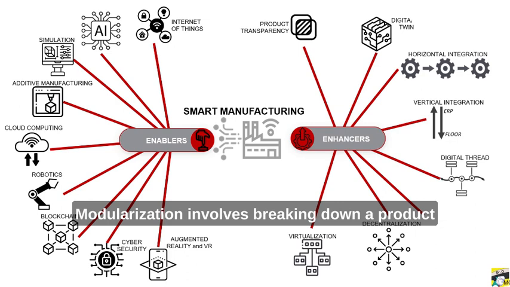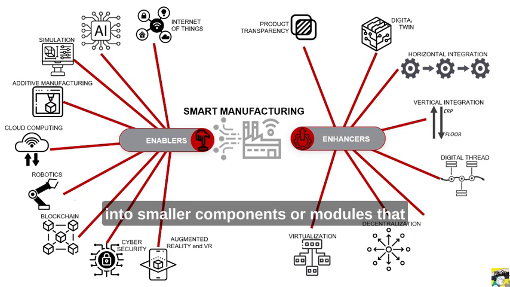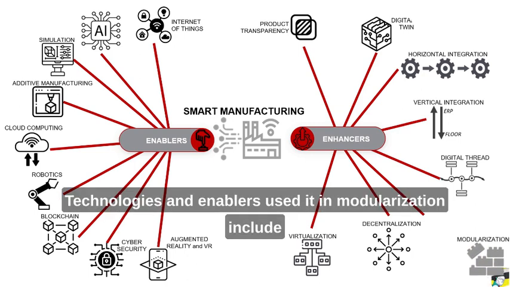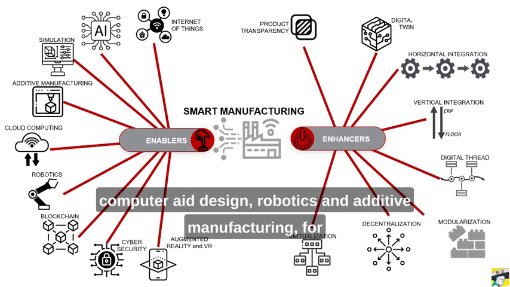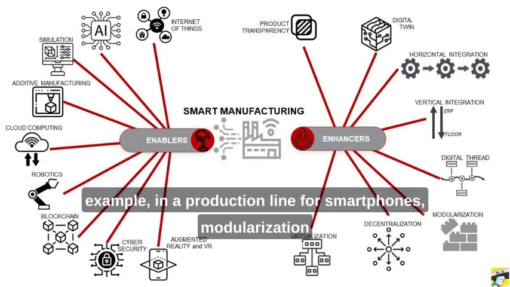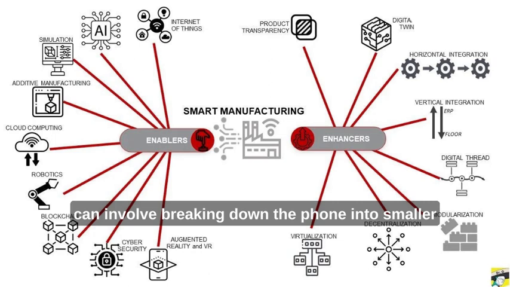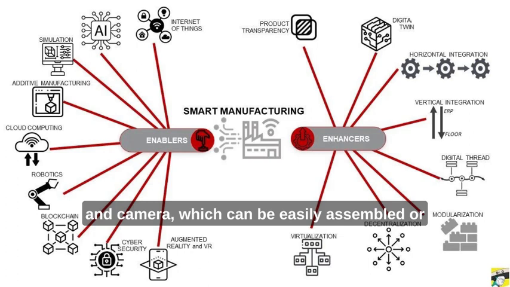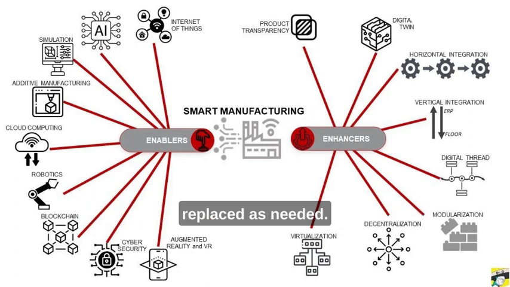Modularization involves breaking down a product into smaller components or modules that can be easily assembled or replaced. This approach can increase efficiency and flexibility in the manufacturing process. Technologies and enablers used in modularization include computer aided design, robotics, and additive manufacturing. For example, in a production line for smartphones, modularization can involve breaking down the phone into smaller components or modules, such as the screen, battery, and camera, which can be easily assembled or replaced as needed.